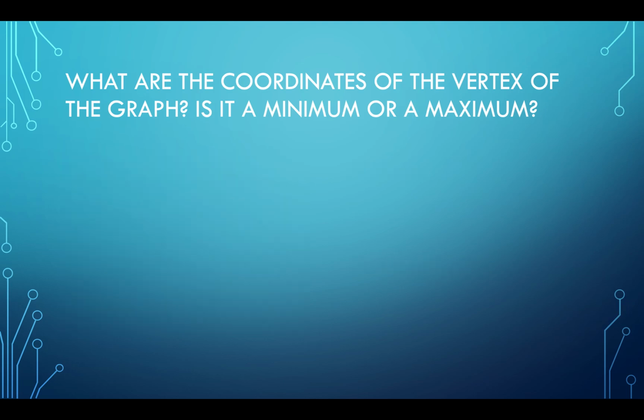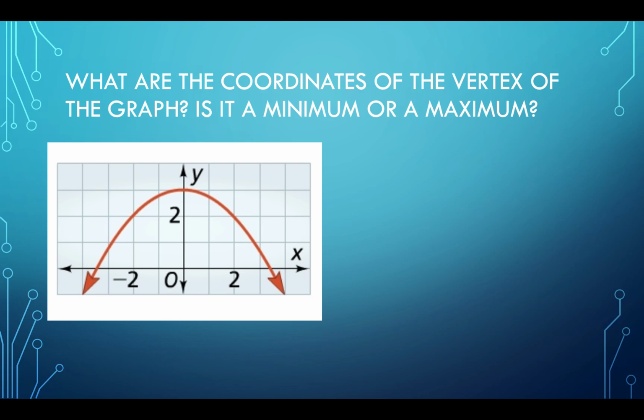What are the coordinates of the vertex of the graph? Now I want to know minimum or maximum. So we have this graph over here. First thing, what do we have? Min or max? We have a max. Why? Because it's the highest point, or also because the graph is opening down. So we have a maximum.